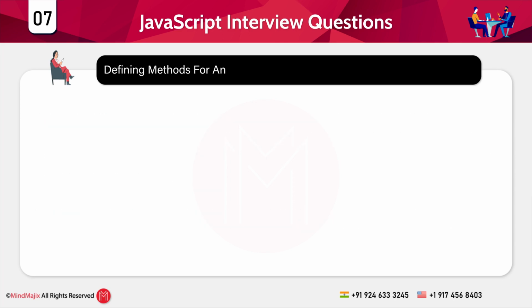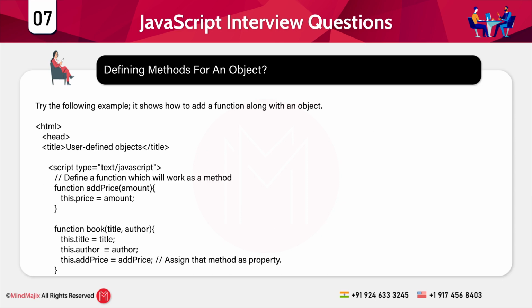Defining the methods for the object. Now, how to define the methods for the object? First of all, in a script tag, we have to create the object and methods. For the example, in the script tag, the function addPrice is defined, and one parameter is passed, amount. Then the amount is assigned to the price variable. Then the function book is defined. In function book, the title, author, and addPrice variables are used, and the values of the parameters are assigned to the variables.